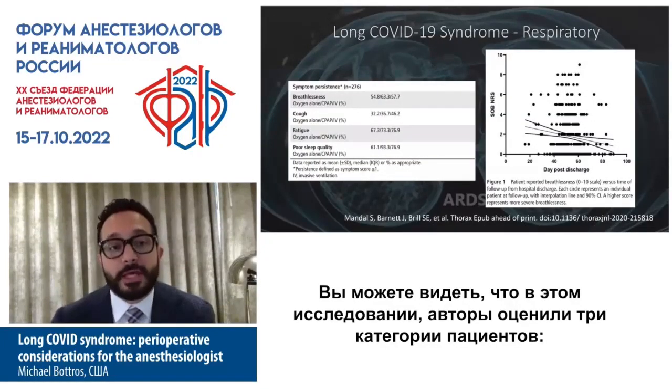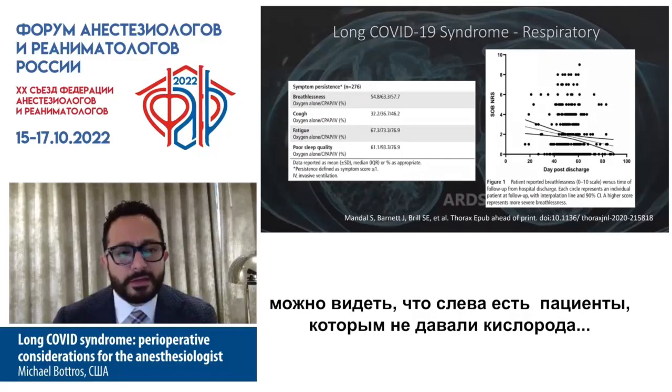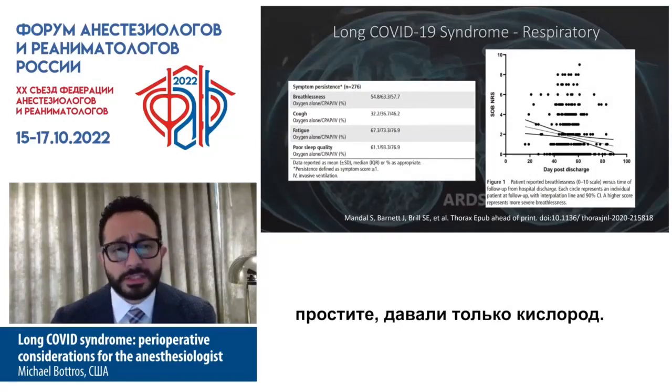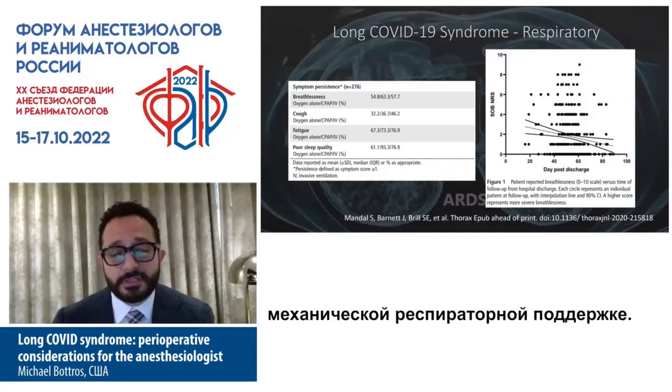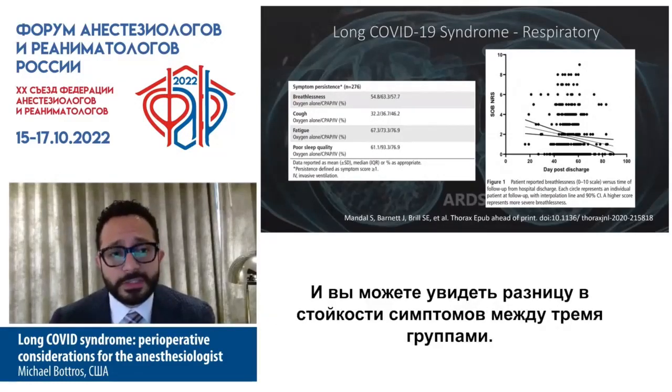You can see that in this study, they looked at patients in 3 categories. You can see that there are a number of patients on the left that had no oxygen, just oxygen alone. Patients in the middle had CPAP treatment, and then patients on the right had invasive ventilation, mechanical ventilation. And you can see the difference in symptom persistence between the 3 groups.